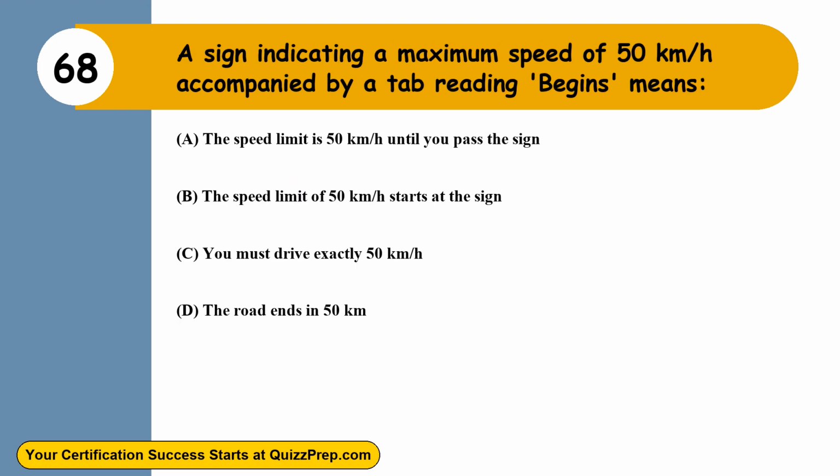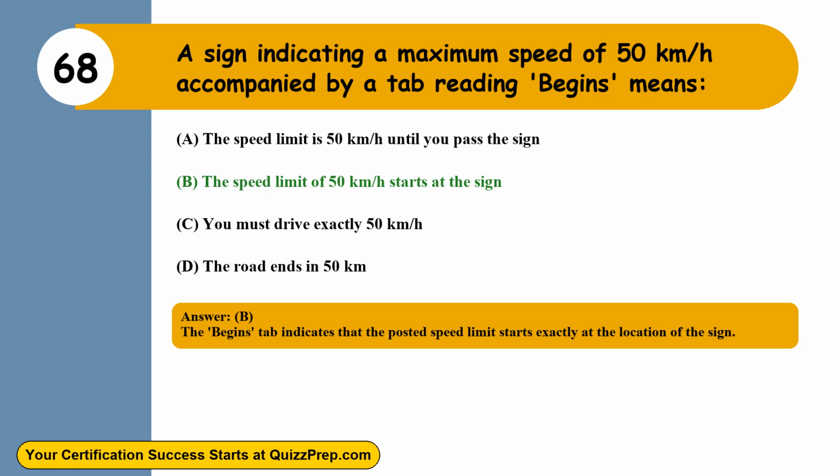Question 68. A sign indicating a maximum speed of 50 km/h accompanied by a tab reading "begins" means: Option A. The speed limit is 50 km/h until you pass the sign. Option B. The speed limit of 50 km/h starts at the sign. Option C. You must drive exactly 50 km/h. Option D. The road ends in 50 km. The correct answer is option B. The speed limit of 50 km/h starts at the sign. The Begins tab indicates that the posted speed limit starts exactly at the location of the sign.